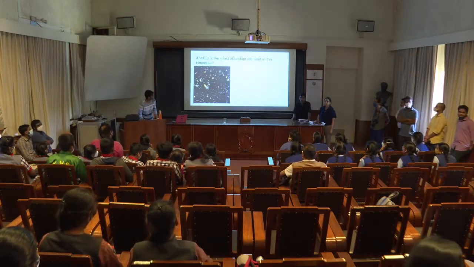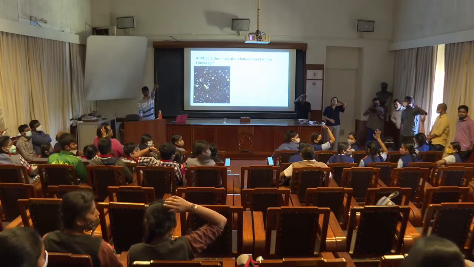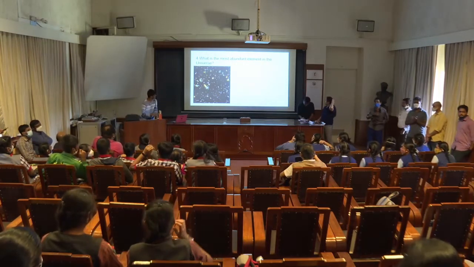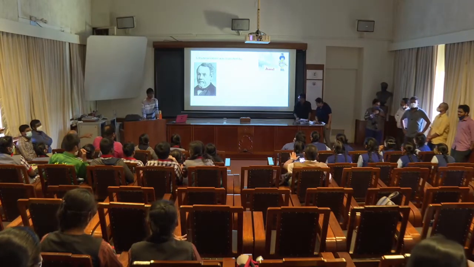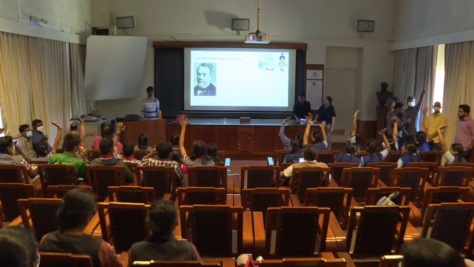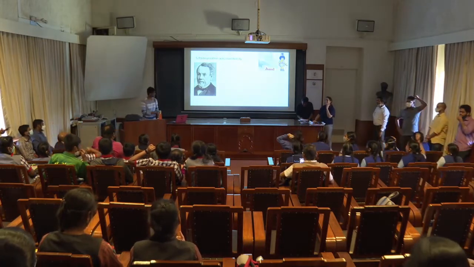What is the most abundant element in the universe? Hydrogen. Correct. 10 points. It is hydrogen. And pasteurization was invented by... Correct. 10 points.